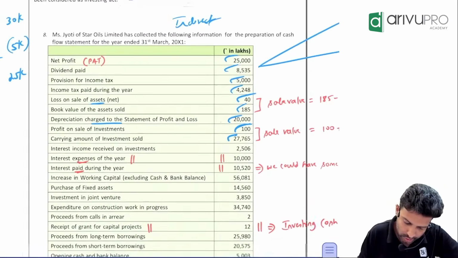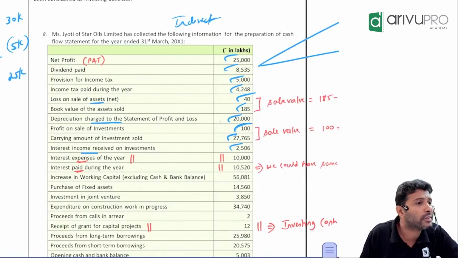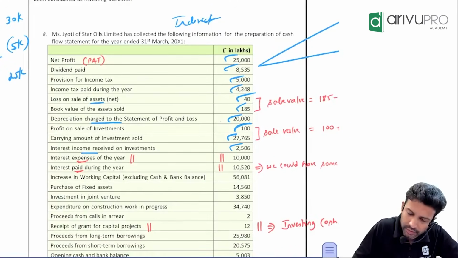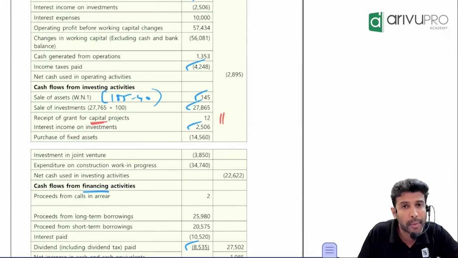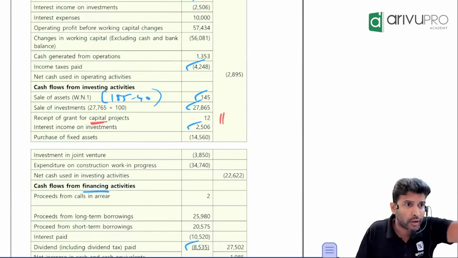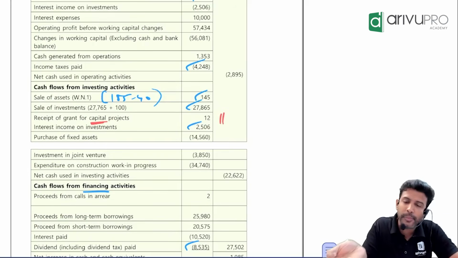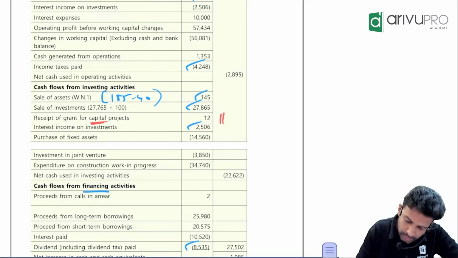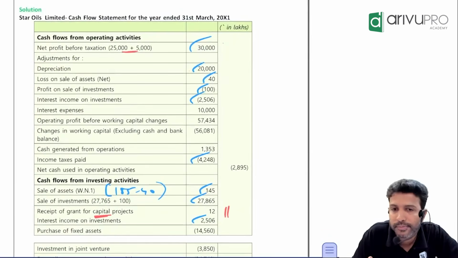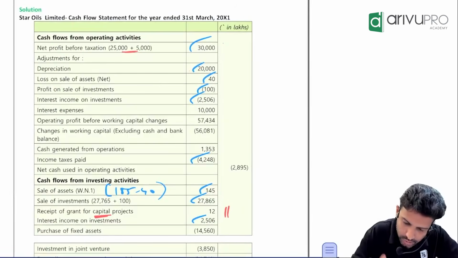Next. What is next? Interest income received. What activity is interest income received? Investing activity. Will it come under investing activity? Yes. As what? Plus. But interest received on investment is an income. Income has gone to P&L. Due to this, the P&L balance has increased, so OCF also increased. What to do? Minus. So minus 2506 under OCF. Next.